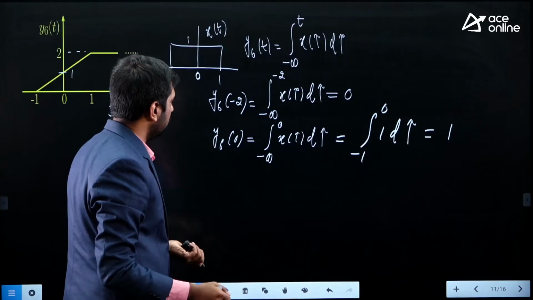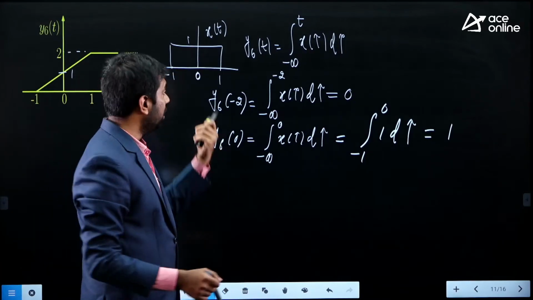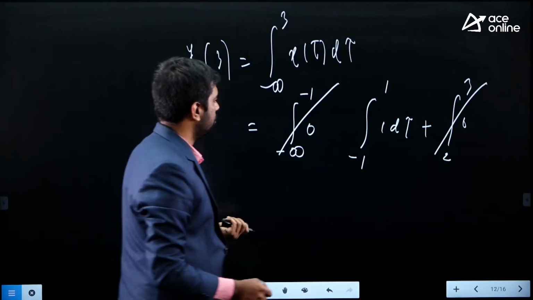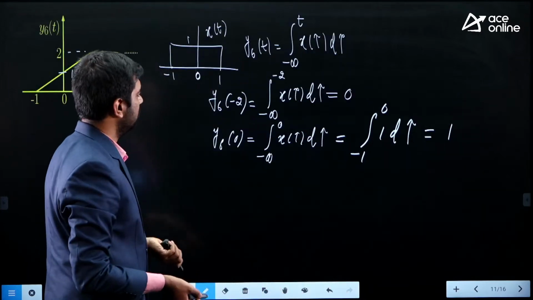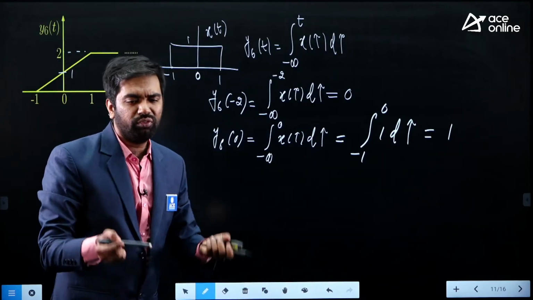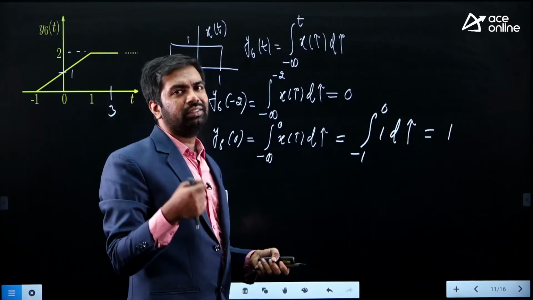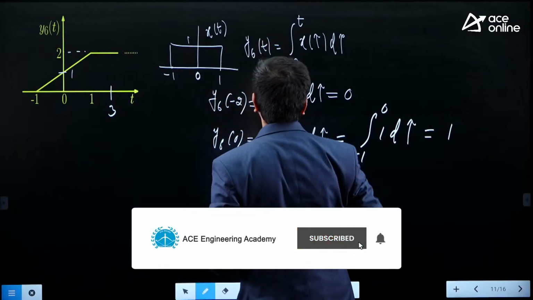Integrating from minus 1 to 1 is equivalent to taking area here. What's the area? Area of a rectangle. So from minus 1 to 1, width is 2, height is 1, so it's 2 here. It's matching, right? Now you take any point, it will match. We got a relation between y6 and x. What's the relation? They are related through integration.